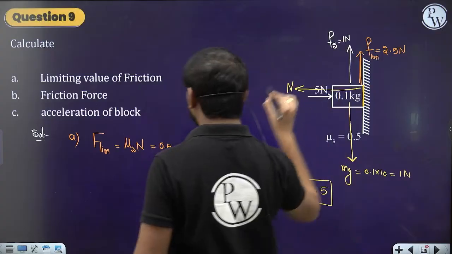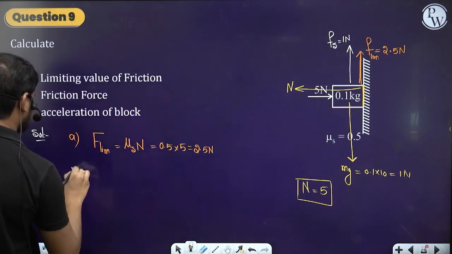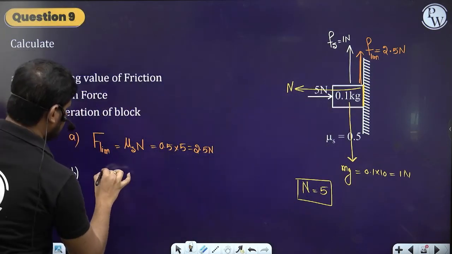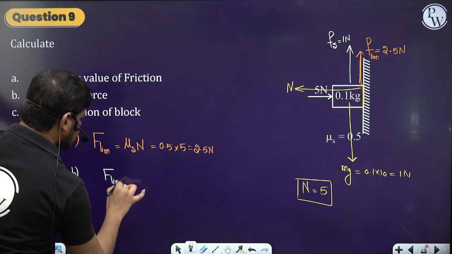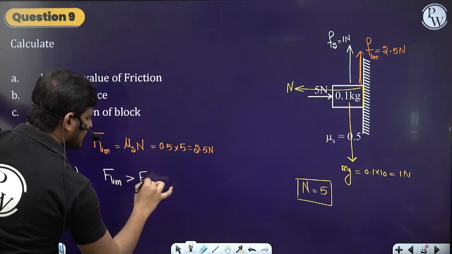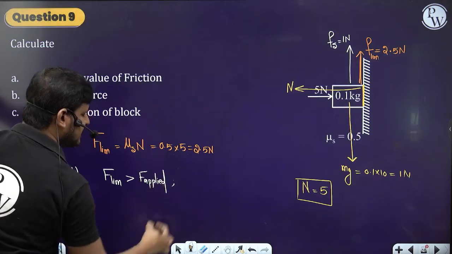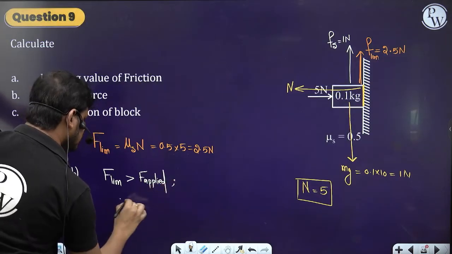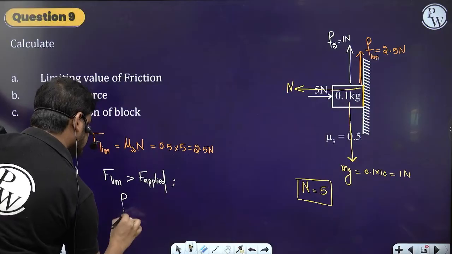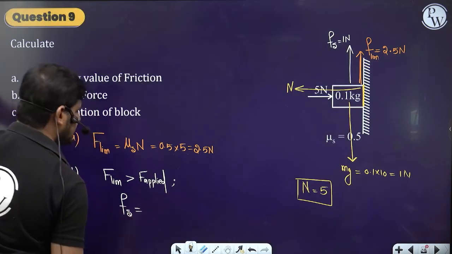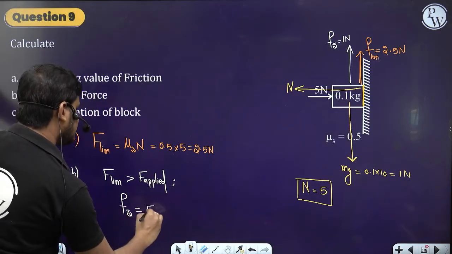So the second question, the B question, here F limiting is greater than F applied. Yes or no? F limiting will be greater than F applied. So therefore the static friction Fs adjusts itself to the applied force.